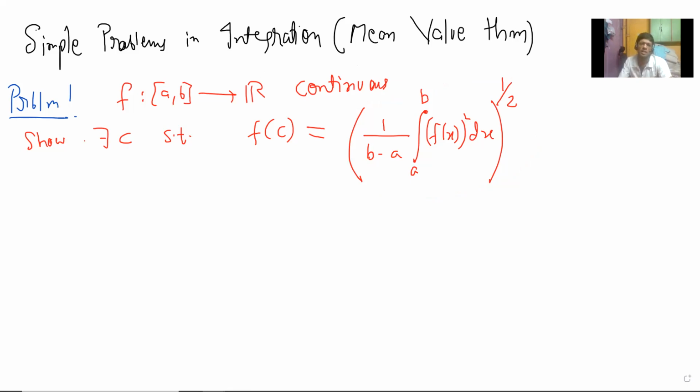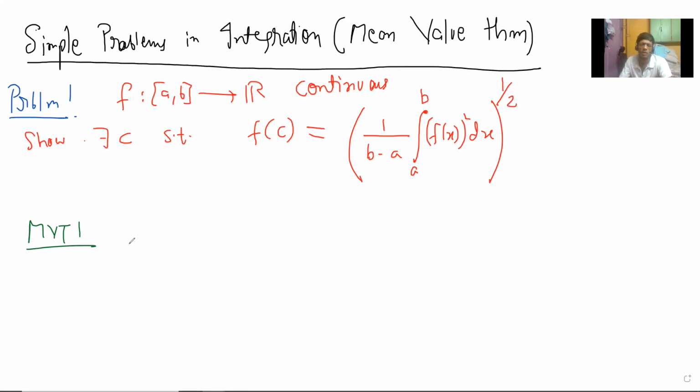Why don't you state it? You state it first, because I've not formally done anything like that. So you state the first, MVT 1 of integrals. You can say anything, it should just make sense to you, whatever it means to you, it's fine.